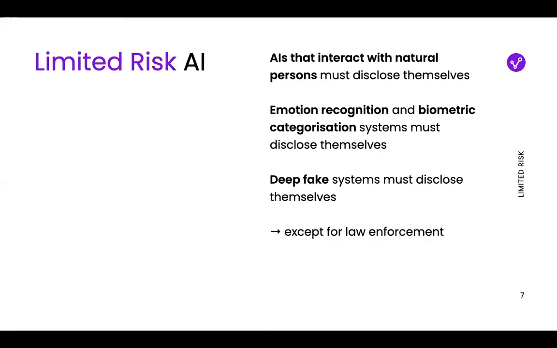That's the group of limited risk AIs, and this group consists of AIs that interact with natural persons, emotion recognition and biometric categorization systems, as well as deepfake systems. And for all these AIs, the requirement is that the affected persons need to be made aware of the existence of the AI system. That's the bottom line of this category. And as I mentioned before, this group is not mutually exclusive with the high-risk AIs that we'll be talking about later on during this presentation.